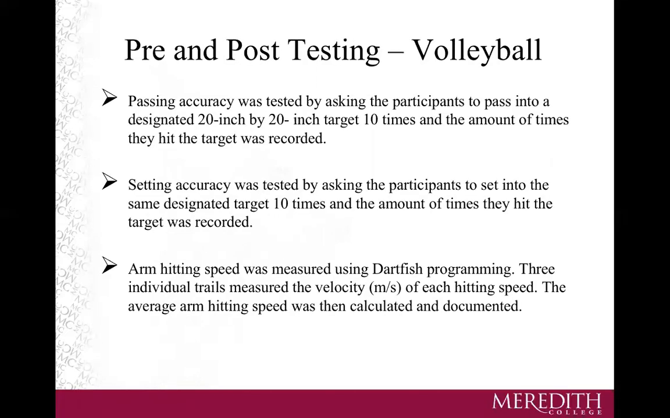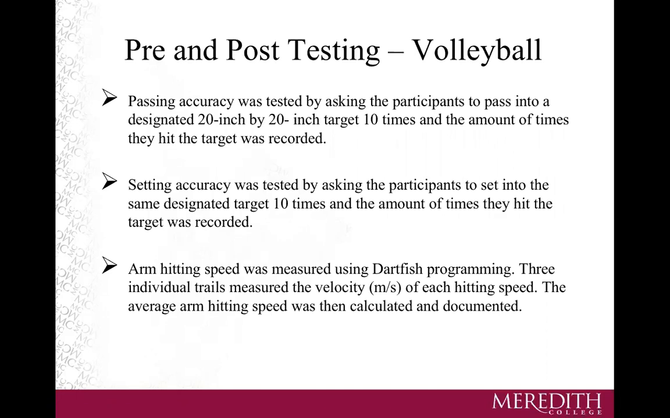For pre and post testing for volleyball, passing accuracy was tested by asking the participants to pass into a designated 20-inch by 20-inch target 10 times, and the amount of times they hit the target was recorded. These participants were asked to pass from the middle back position, which is 9 feet off of the volleyball net and about 7 feet inside from the right sideline of the court. The target was located at the net directly in front of the participant.